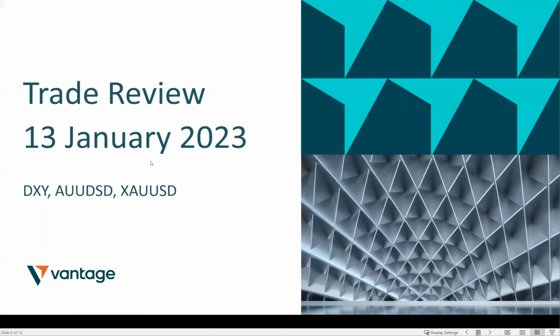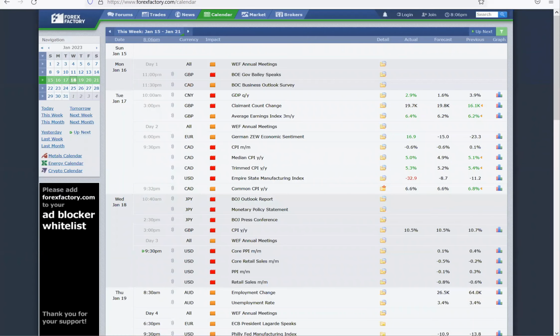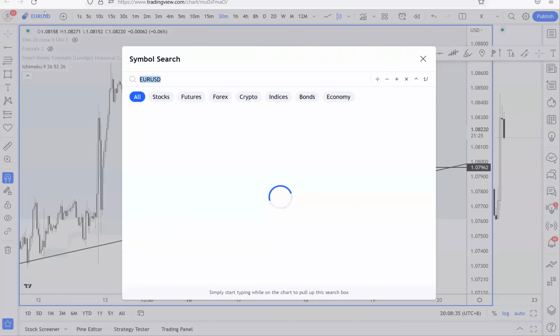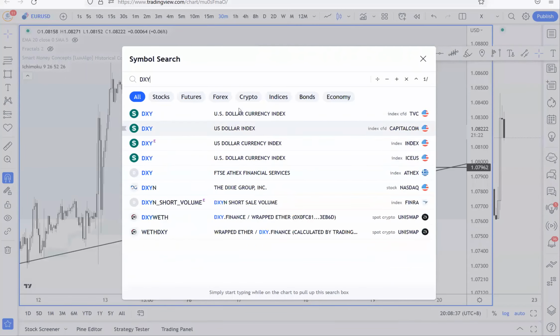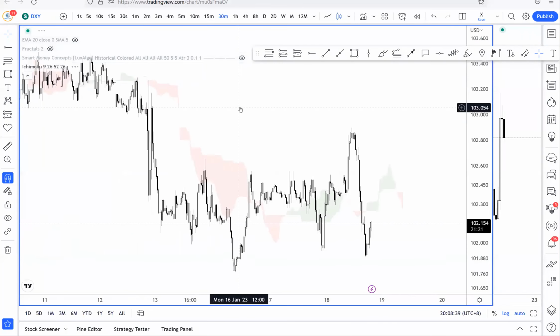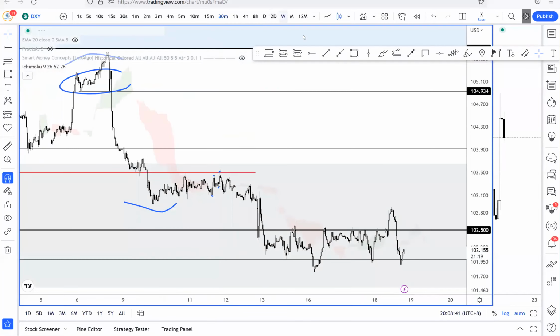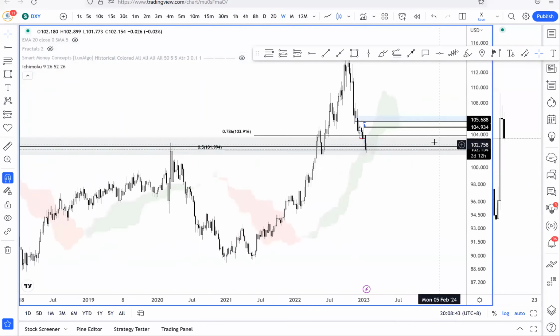Right, so let's take a look at the review. For the review, we have mainly the dollar index, Aussie dollar, as well as gold. So let's take a look at those. Okay, for the review itself, I'll just hop on to TradingView.